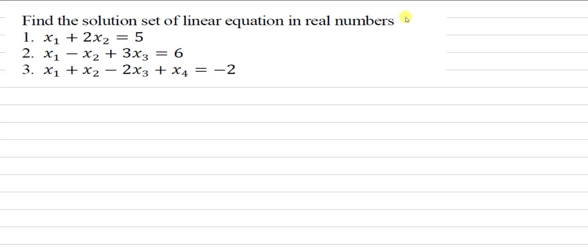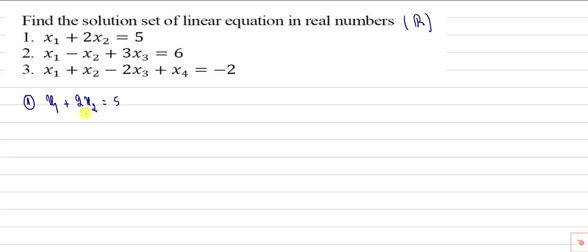So in real numbers, sometimes they can just be denoted by the letter R. This letter is the symbol of real numbers. The first exercise, they want us to solve x1 plus 2x2 equal to 5. So we know already this is a linear equation, or sometimes we call it a straight line in our lesson.